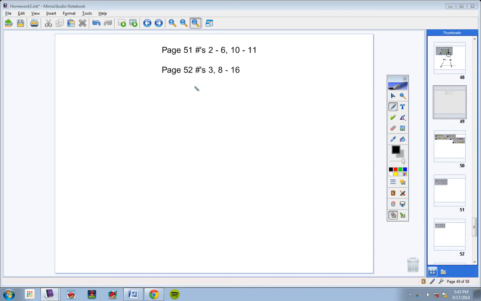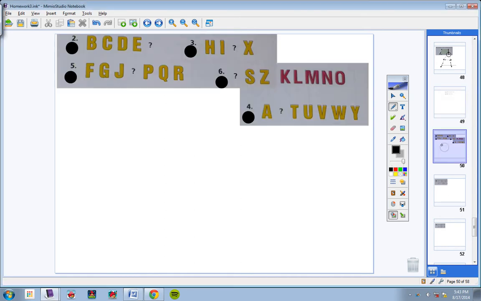Page 51, 2 through 6, 10, 11, and page 52, numbers 3 and 8 through 16. Let's go ahead and start on page 51, numbers 2 through 6. Now, this is kind of a little weird, interesting problem here.